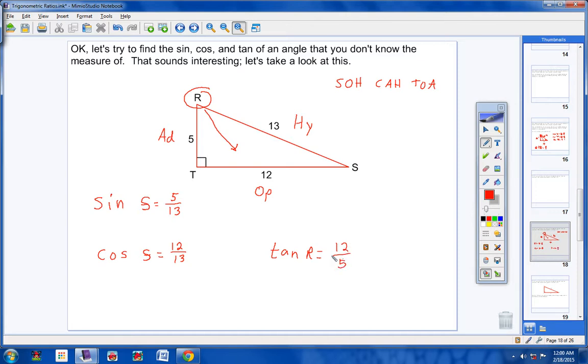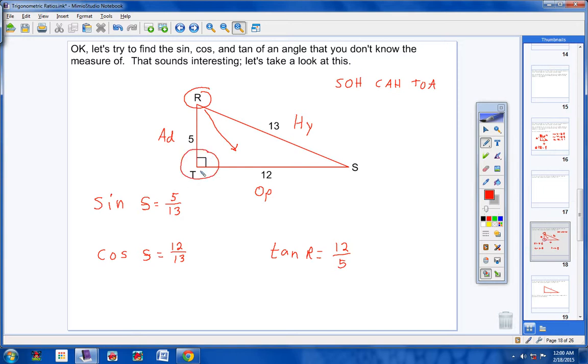So students, sometimes you don't even have to know what the angle is, like 30 degrees or 50 degrees or 60 degrees, whatever. You don't have to know that. As long as you have a right triangle with all of the sides labeled, and you know what vertex you're referring to, you can still find the sine or cosine or tangent of R, or the sine, cosine, or tangent of S.